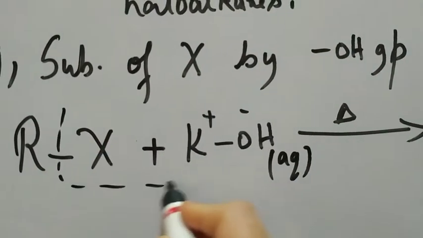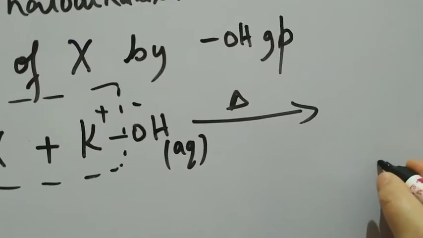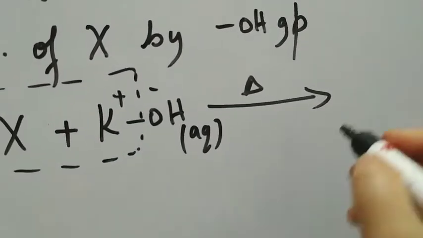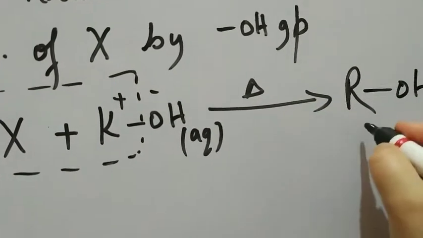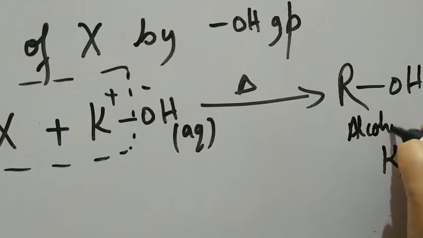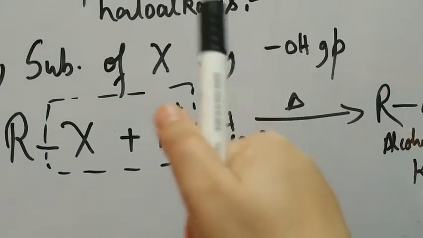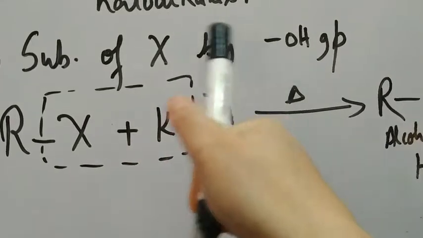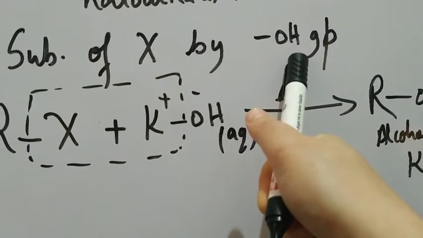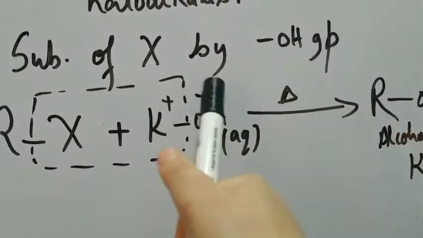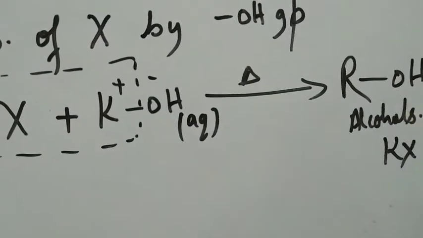What happens is that these two leave together, potassium and X. We have potassium and X here, and what is left behind is R with OH. So the class of compounds that we obtain here is alcohols. If OH substitutes X, OH is a nucleophile, X is a nucleophile. Both are negatively charged, but OH is a stronger nucleophile, thus it is capable of substituting X, and the resulting class of compounds is alcohols.